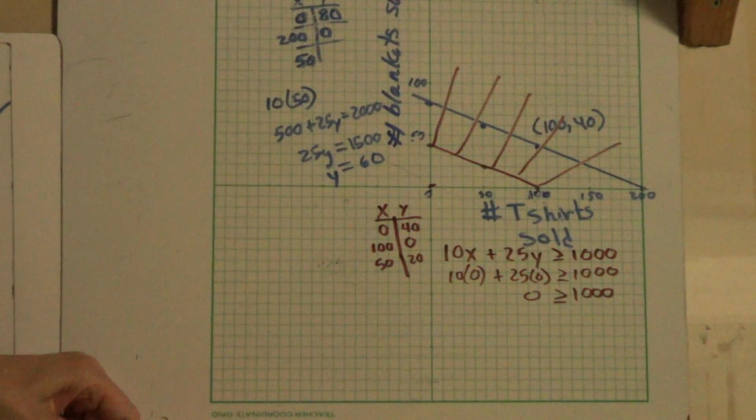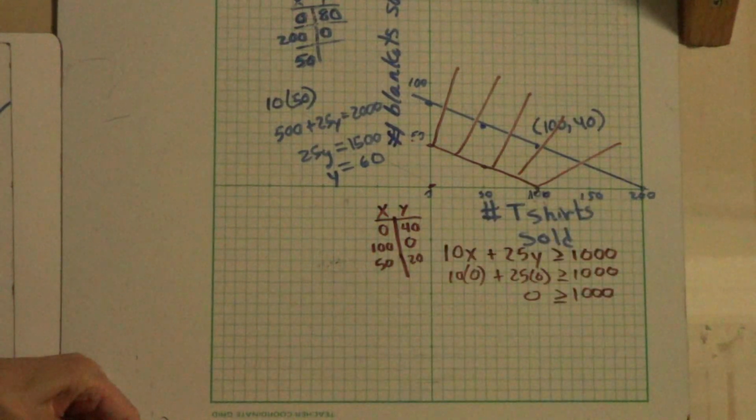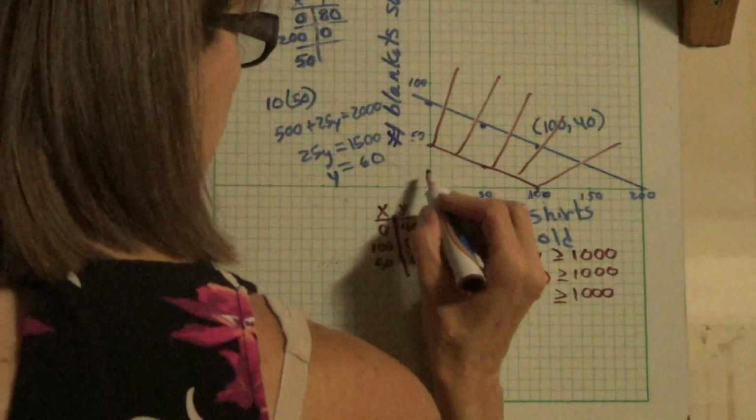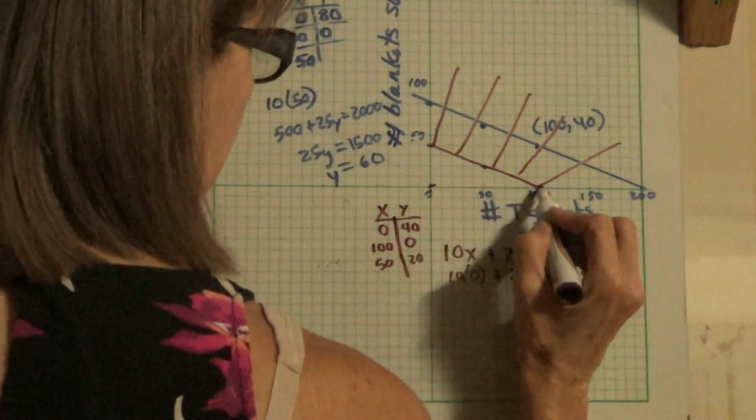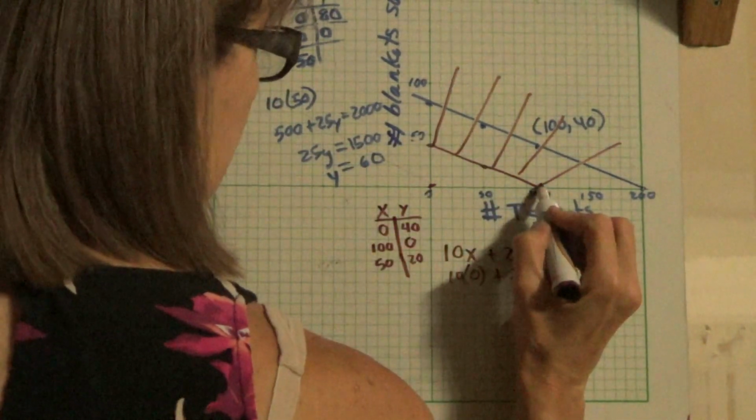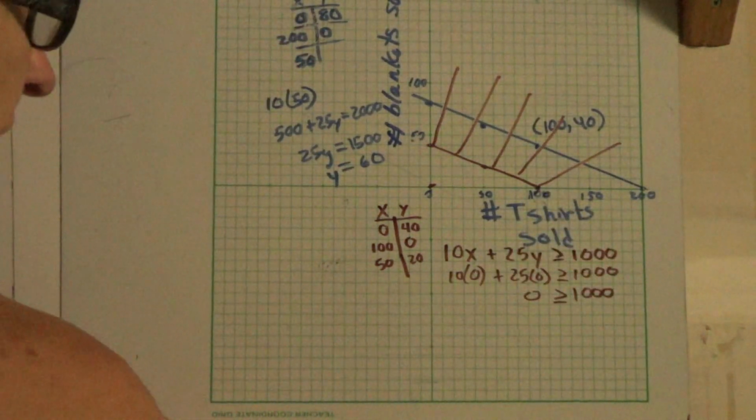Okay. Suppose that the manufacturer made an error and no blanket wraps were available. How many t-shirts would you need to sell in order to meet your minimum goal or your minimum requirement? So if you come over here, there's no blanket wraps. So we come over here, we'd have to sell at least 100 t-shirts.